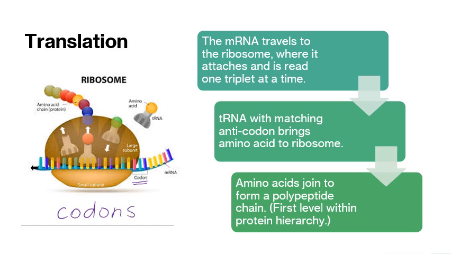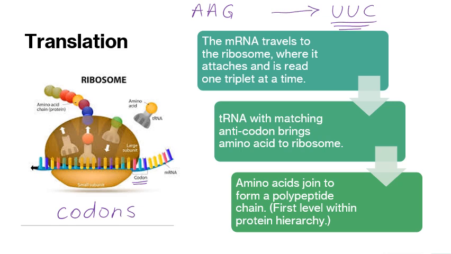Our tRNA molecules with the complementary or matching anticodon will bring an amino acid to the ribosome. It will always bring the same amino acid. So for example, the codon AAG will match with the anticodon UUC, and UUC will always bring the same amino acid no matter what. It doesn't change. UUC won't bring lysine one time and then arginine another. It'll always bring the same amino acid.